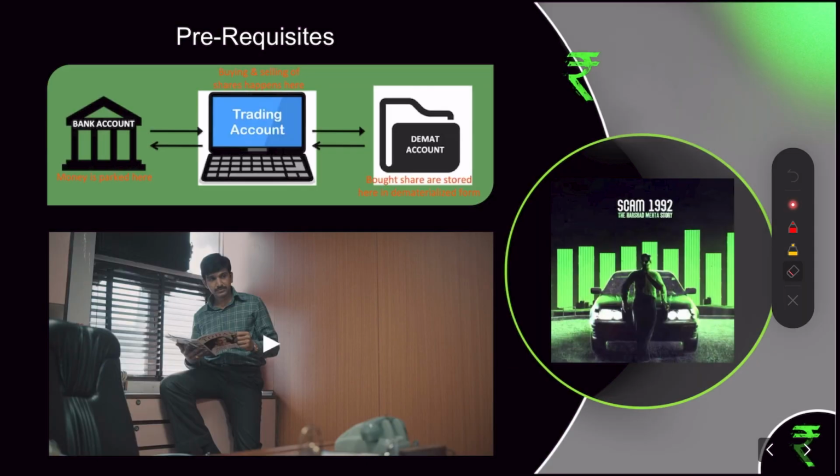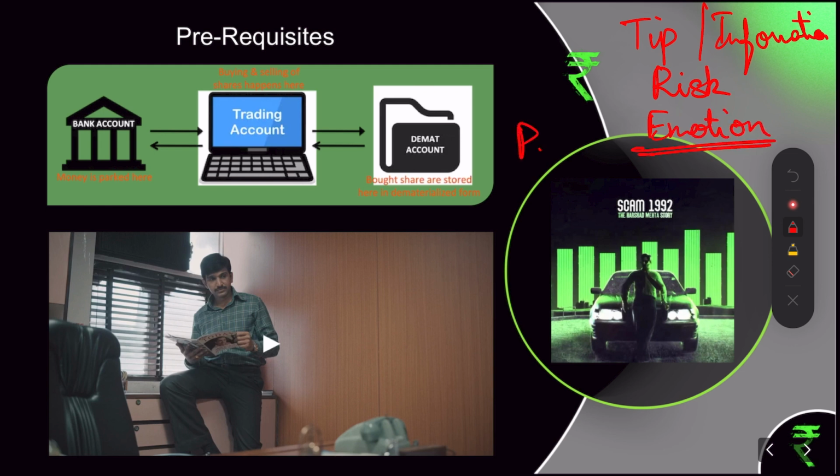Just listen. As he says, there are 4 things necessary. One is the tip or information. Second is the risk. The higher the risk, the higher the reward. The next is emotion or sentiment. Controlling your emotion or the trading psychology is a very important part of investment. And with this, you need to add a little bit of luck.